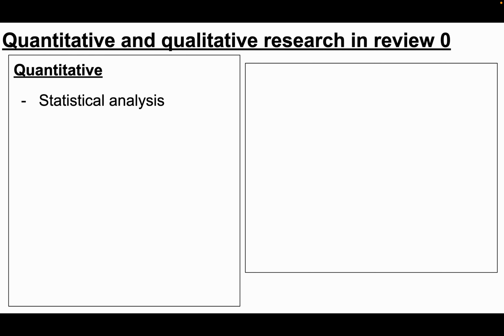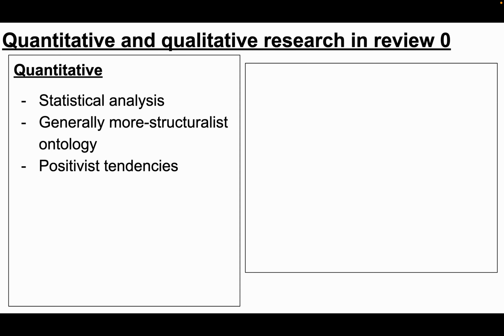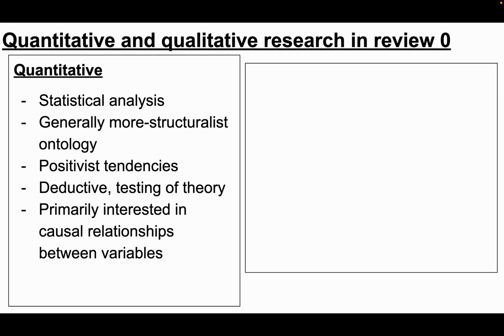So quantitative research is often characterized by statistical analysis, generally a more structuralist ontology, positivist tendencies, deductive testing of theory approach. It's primarily, again, this is sort of the stereotype, interested in causal relationships between variables, and it's characterized by a large N and probability sampling.